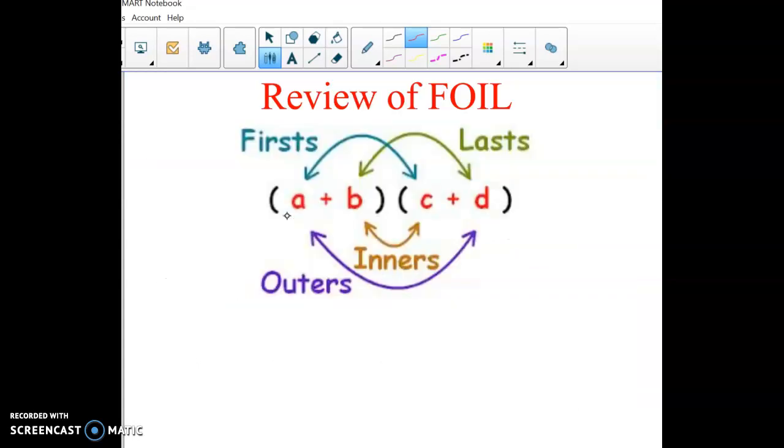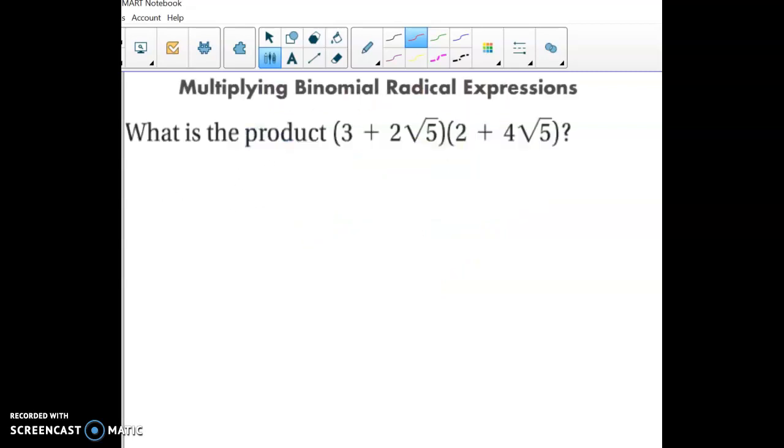All right, so multiply is just FOIL, right? You've done this a bunch, except now it just has radical symbols in it. All right, so jot this one down in your notes. And if you want to give it a shot, you might be able to do it right away already.